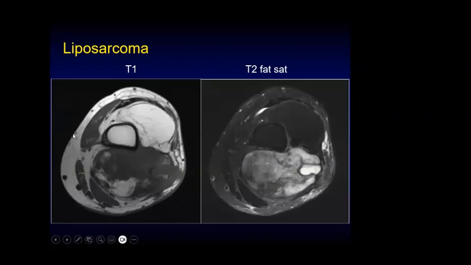Here we have another example of a liposarcoma. This is a lipomatous lesion, has a lipomatous component and another part of the lesion that is not suppressing on the T2FS. So this is suppressing, but this is not suppressing here. So that makes it a liposarcoma.